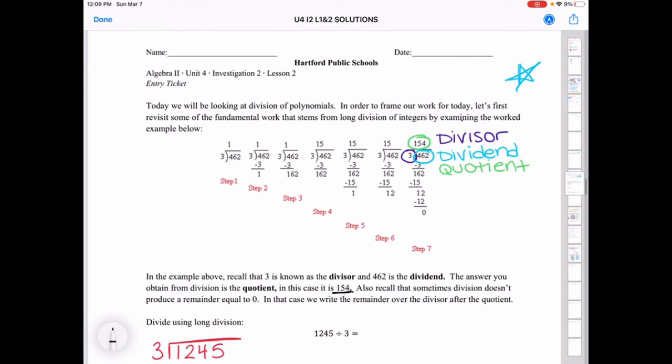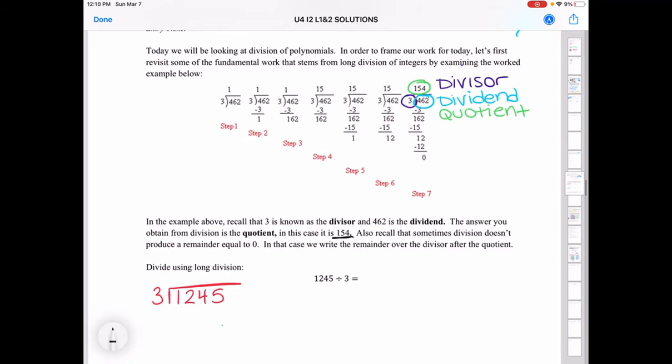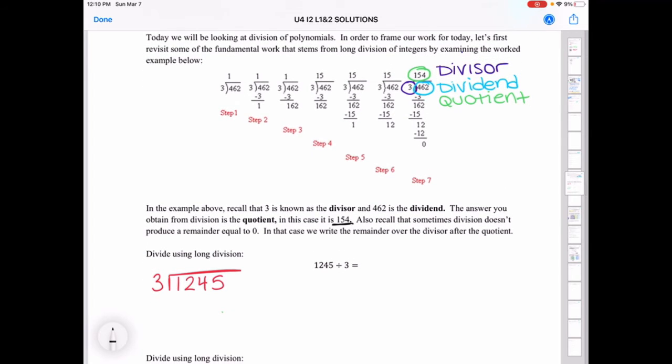This is lesson 2 entry ticket. We're going to be doing this together. A little refresher on long division with integers. They give you a step-by-step solution to solving 462 divided by 3.